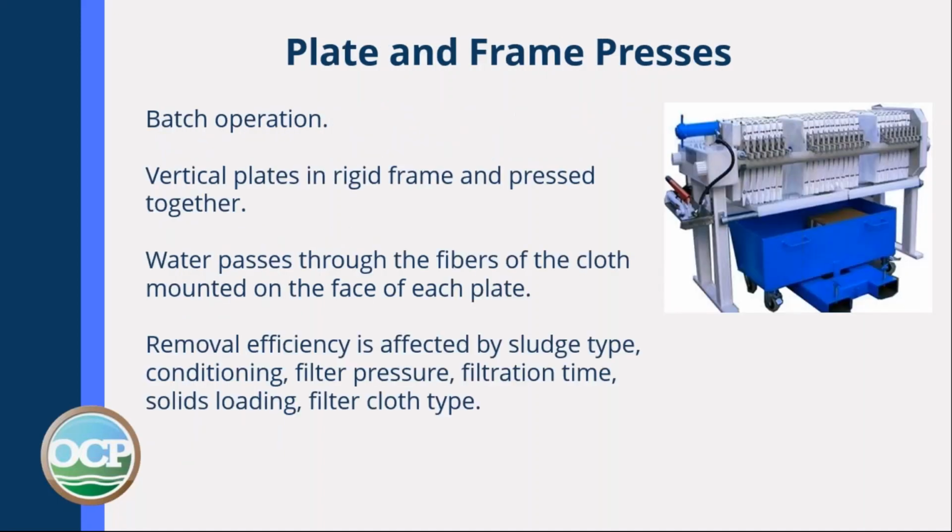The plate and frame press is a batch operation. It's vertical plates held in rigid frames and pressed together. The sludge passes through the fibers of cloth mounted on the face of each plate, and the cake will build up on those plates. The removal efficiency is affected by sludge type, conditioning you may have done with polymers, filter pressure, filtration time, solids loading, and the type of filter cloth you used.